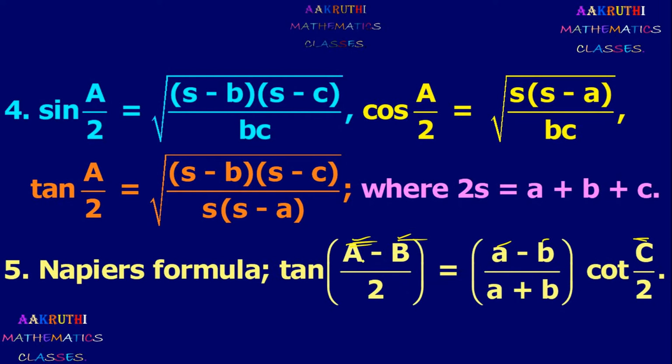In the same way we can interchange AB to BC and BC to CA. That is, we can write the formulas for tan((B−C)/2) and tan((C−A)/2). Here tan((A−B)/2) = ((a−b)/(a+b)) cot(C/2). So this is Napier's formula.